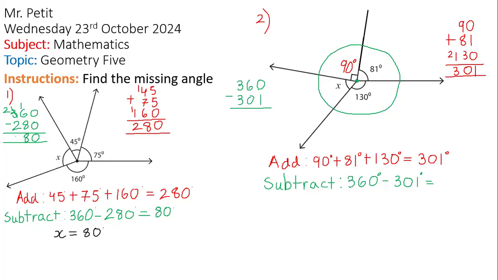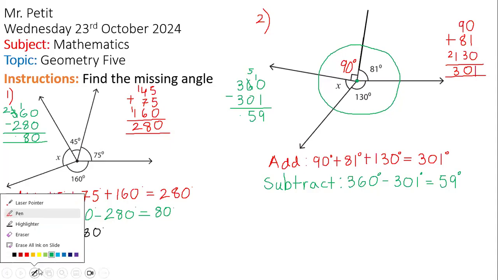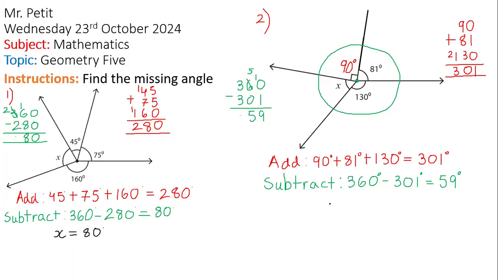0 minus 1, we can't do that, right? So we have to borrow, this becomes 5. And this becomes 1. 10 minus 1 is 9. 5 minus 0 is 5. 3 minus 3 is 0. So this is going to be what? 59 degrees. And so that means that x is equal to 59 degrees.